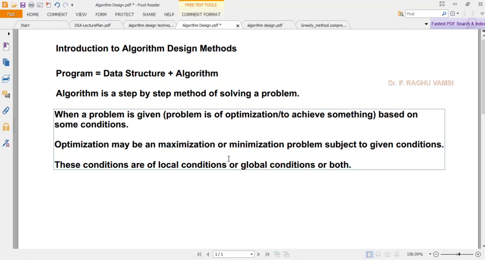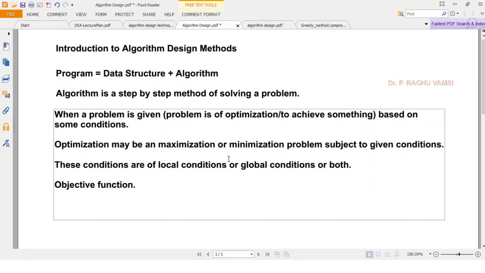And that objective may be an optimization problem, where the function that is going to be minimized or maximized is said to be the objective function. So this objective function needs to be satisfied by achieving the subject-to conditions, the given conditions. You might have studied this kind of concept in operations research or optimization.